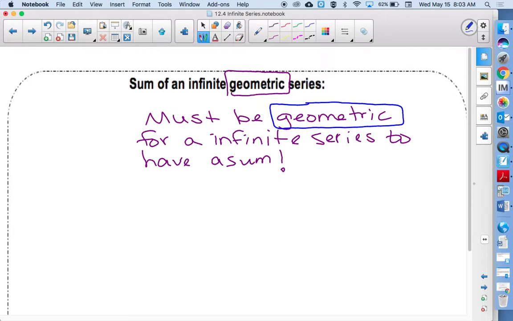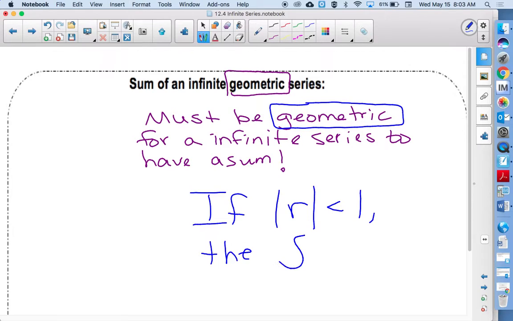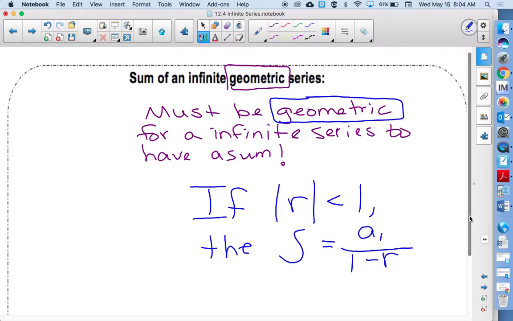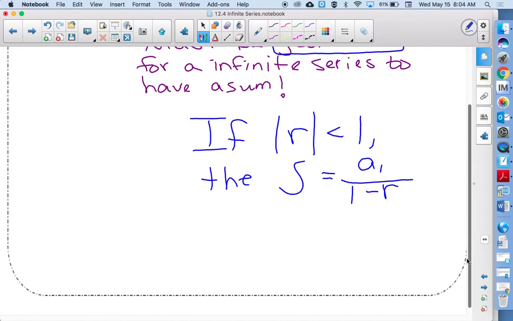There's 2 conditions, so it must be geometric. And the other part is looking at the r value. That's that ratio. What are you multiplying by? If the absolute value of r is less than 1, then the sum is equal to the first term divided by 1 minus r. So the absolute value of r is that ratio. So for the first problem we did, the ratio was 0.2, which is less than 1, which is why there was a sum.